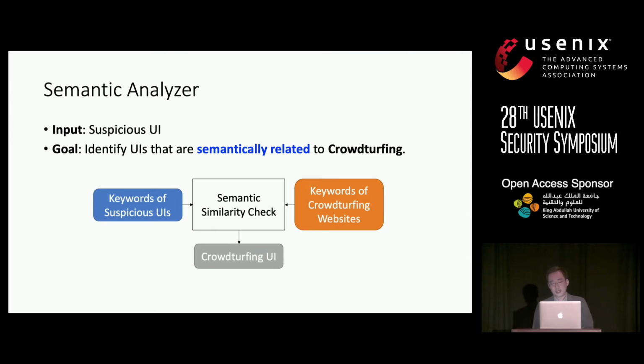On the other side, to get the keyword set of crowdturfing, we crawled the keywords from popular crowdturfing websites, also applied topic modeling algorithms and did purification, and then applied word2vec. Then, after having the vectors of both sides, we did a simple similarity check using cosine distance. Using those approaches, we confirm whether it's crowdturfing UI or not.